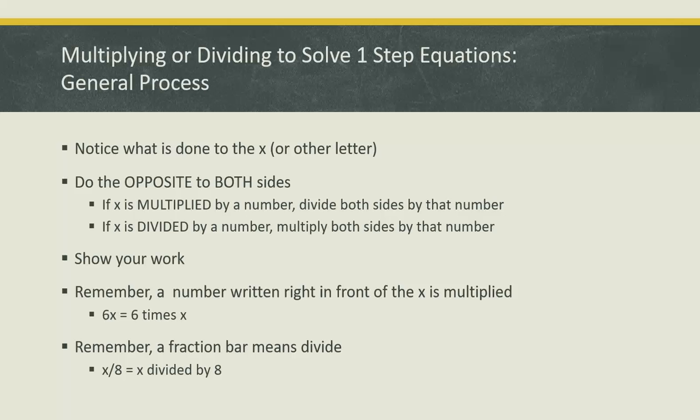Remember, we want to do the opposite to both sides. This is because we need to keep the equal sign balanced. So if x is multiplied by a number, we're going to divide both sides by that number. If x is divided by a number, we multiply both sides by that number. Remember, you should show your work. Even though the steps might seem easy this time, you are learning the skills to do more complex equations.